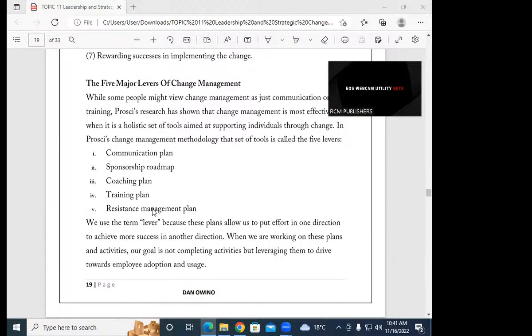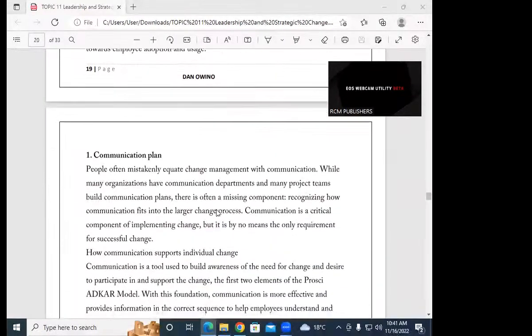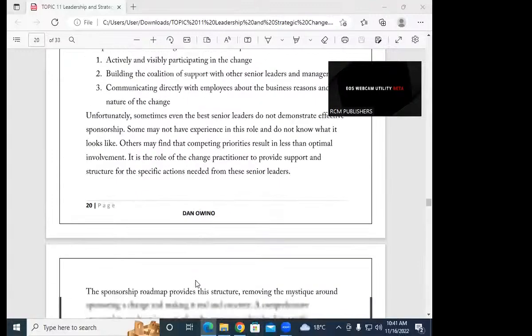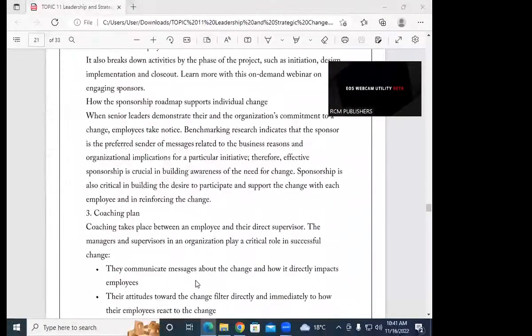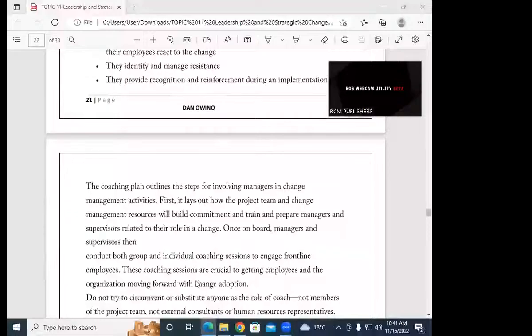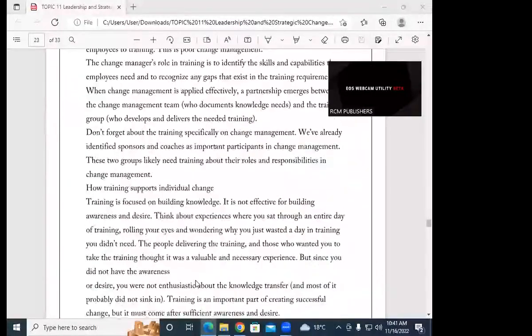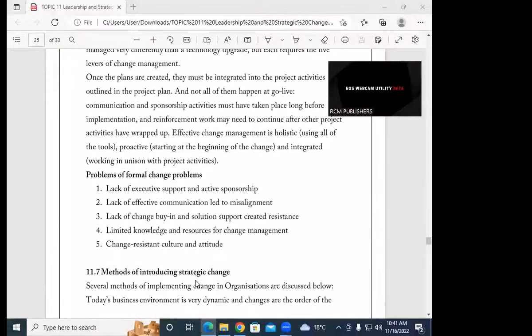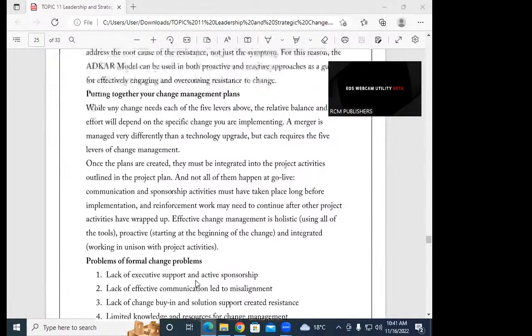Then the last one, resistance management plan. We must come up with a plan we are going to use to overcome possible resistance during the change. Those are the 5 major levers of change management. On the detailed information, you can read later on that part of levers for change management. Much of this is just bulky work, which is not very essential as such.